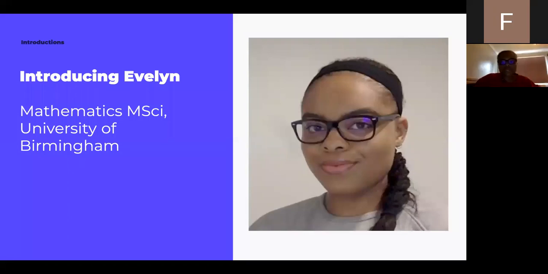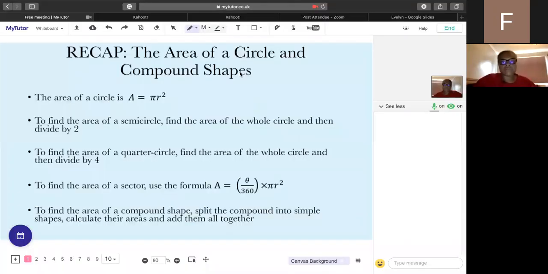Before we start with finding the circumference of a circle, we're just going to do a quick recap on what we did on Monday. We looked at the formula for the area of a circle, which is A equals pi r squared. We also looked at how to find the area of a semicircle. To do that, you need to find the area of the whole circle and then divide it by 2. To find the area of a quarter circle, you find the area of the whole circle again and then divide it by 4.